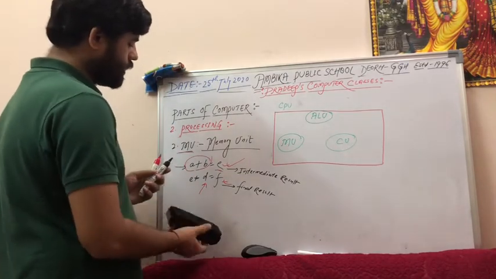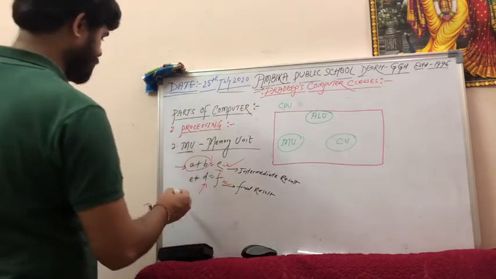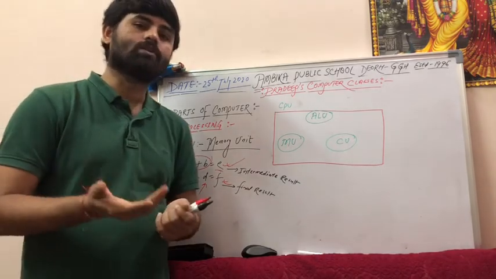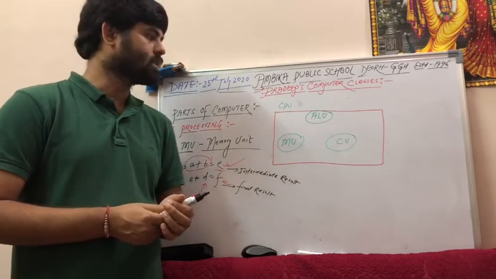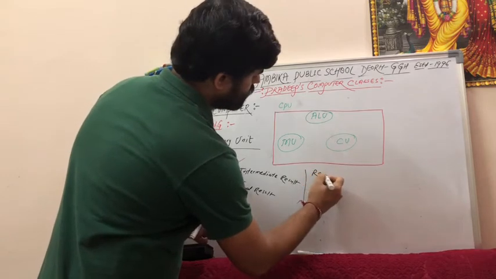Now another point, you can write it down. Another point is, in the memory unit, whatever the input device is giving as data. Let us say you have given your name, you have given, Ram is a boy.